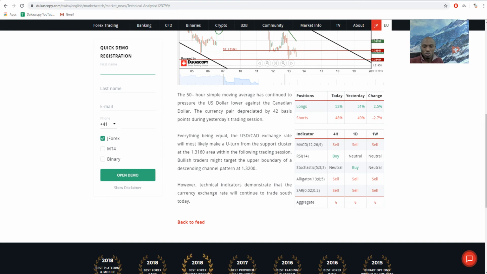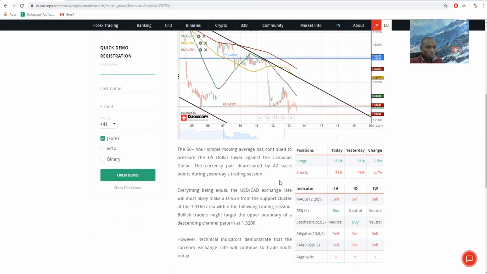Sometimes I make reference to the technical indicators. That's the reason why we have the article. That's the reason why we have this widget.